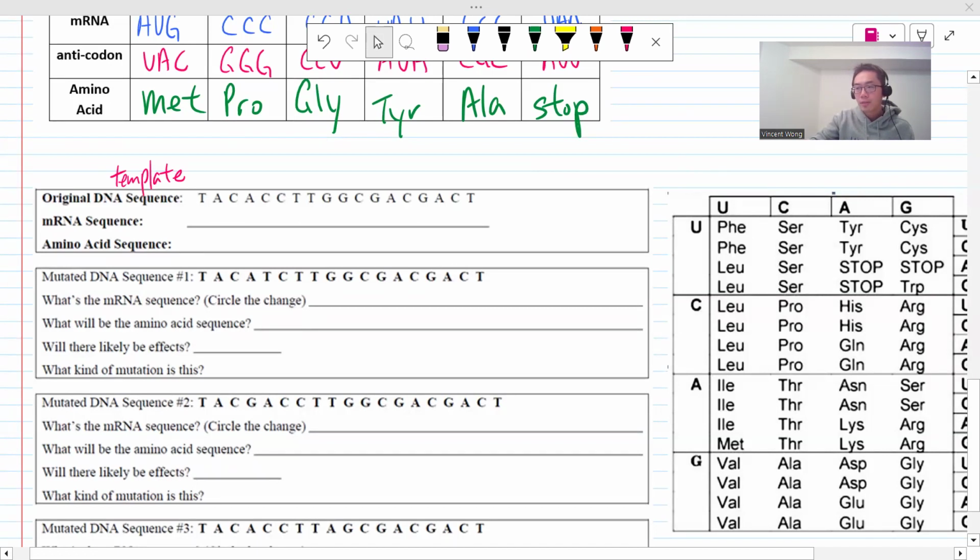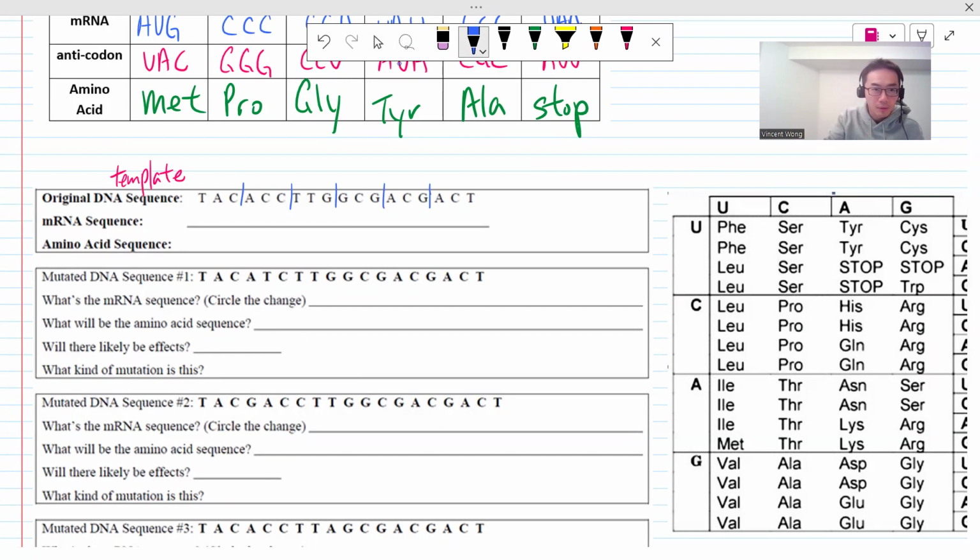Now, in the interest of time, I think you already know how to convert by this point, so I'm just going to quickly do it for you. Okay? It's better to chop it up into triplets so we don't miscount and get the wrong letters. Because this is the template, the mRNA is going to be complementary, right? And I'm going to put a dash here to separate it, so I don't get confused.